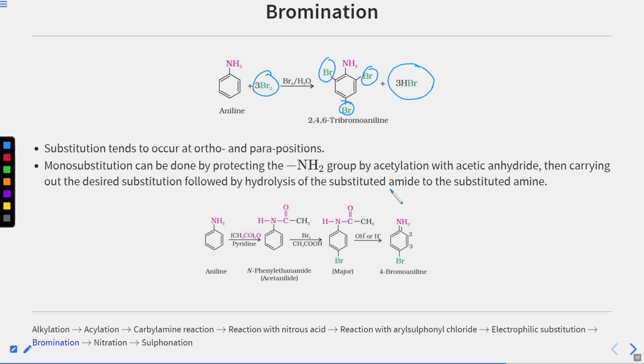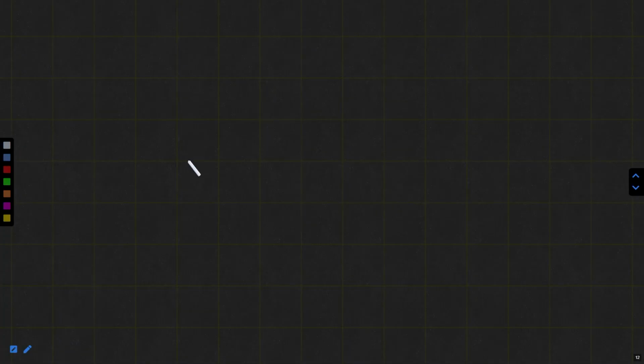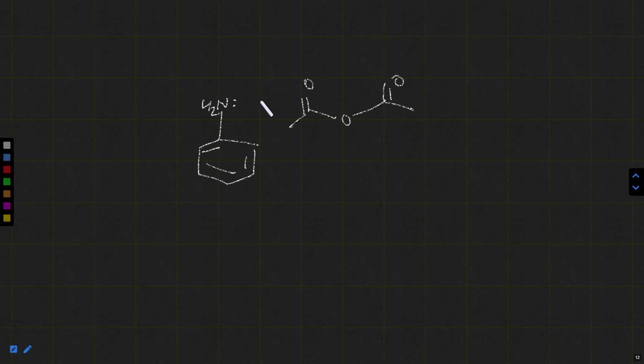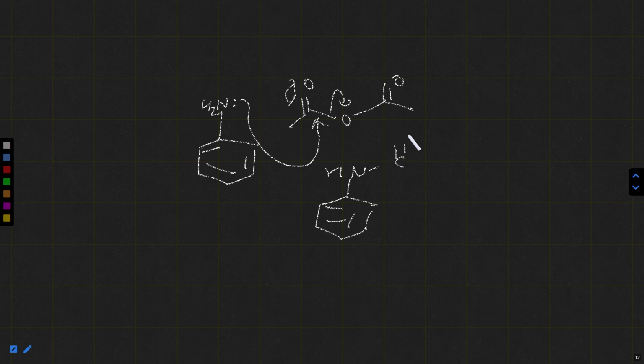So in this reaction, they treat the NH2 with acetic anhydride, and this results in acetylation. So you have your aniline, you have a benzene, you have NH2, and you have an anhydride, which looks like this. Now this lone pair attacks here and will kick out this group. We get this, which is NHCOCH3.